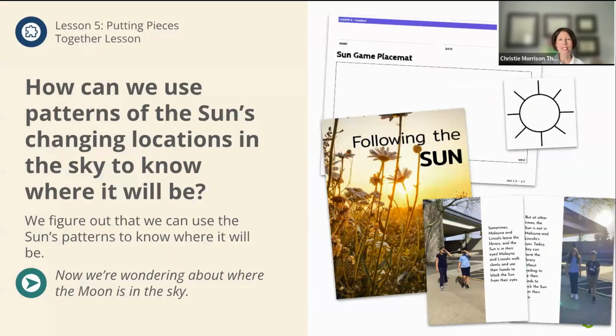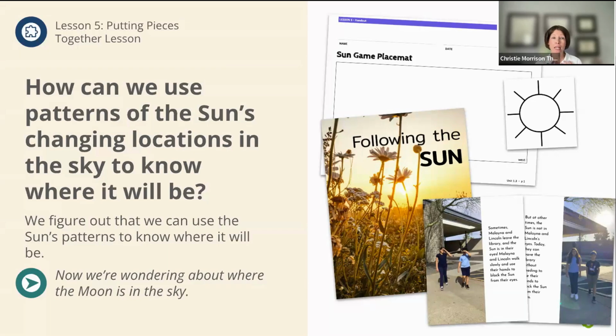We start this putting pieces together lesson, lesson 5, by drawing on where we ended our last lesson, recognizing that patterns in science are useful because they can help us know what will happen next, and wondering, how can we use patterns of the sun's changing locations in the sky to know where it will be next? We play the sun game, using patterns of the sun's location in the sky as evidence to support claims about where the sun will be at a certain time.